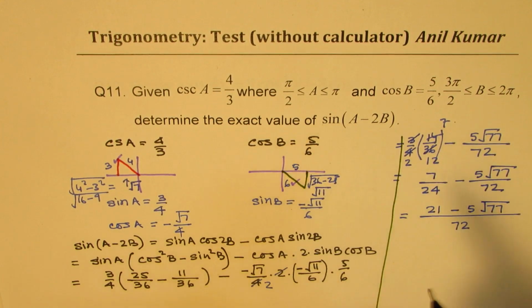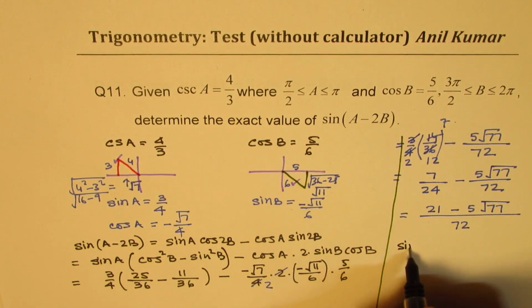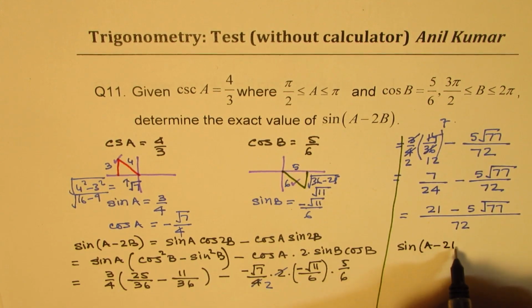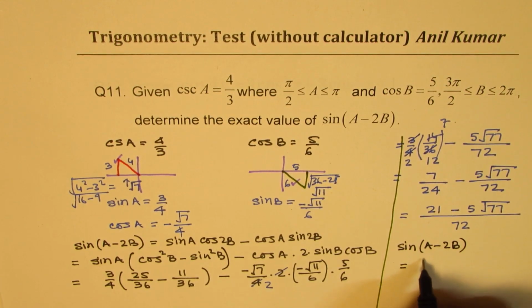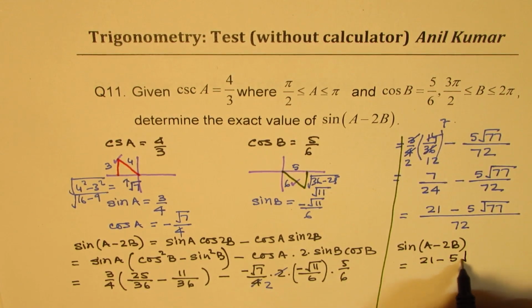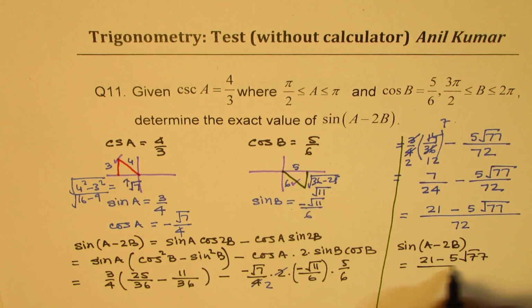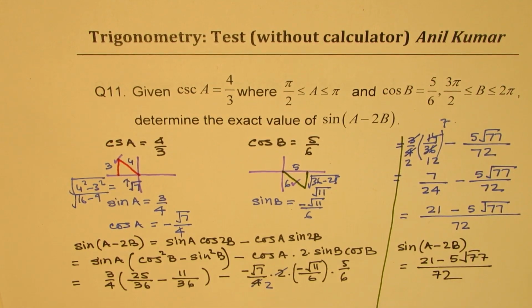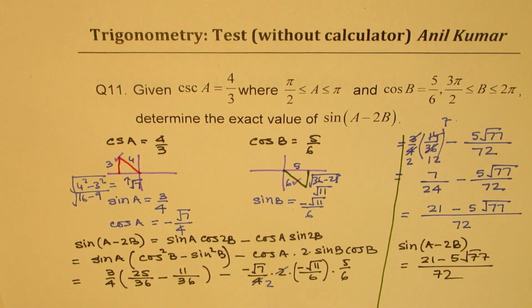So this particular expression, which is sine A minus 2b, should be equal to 21 minus 5 square root 77 over 72. Perfect. So that is how you could solve this particular question, right?